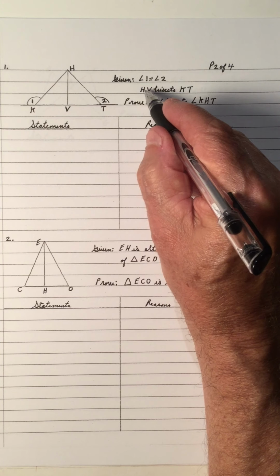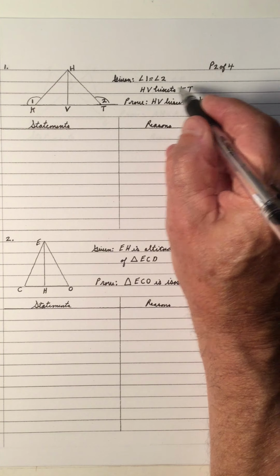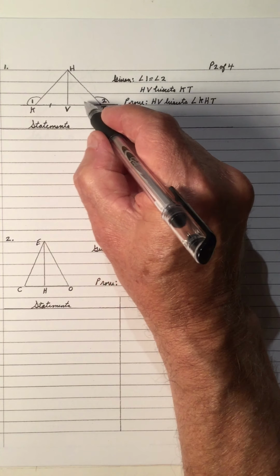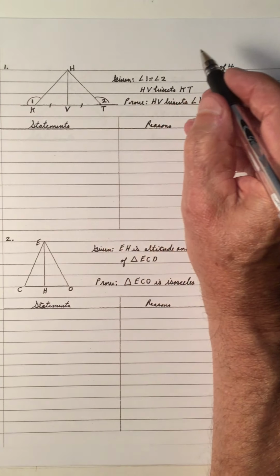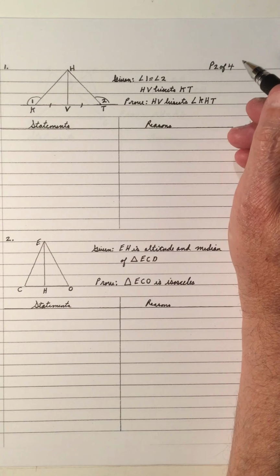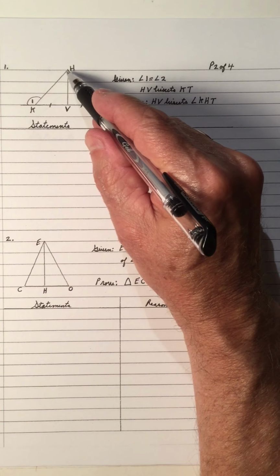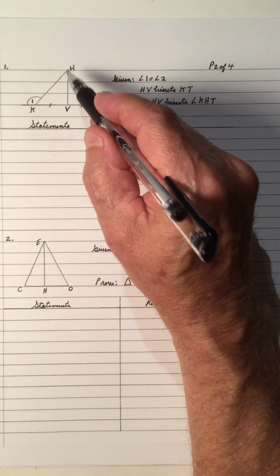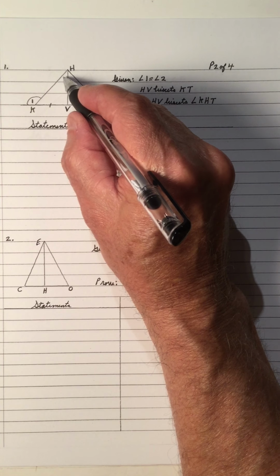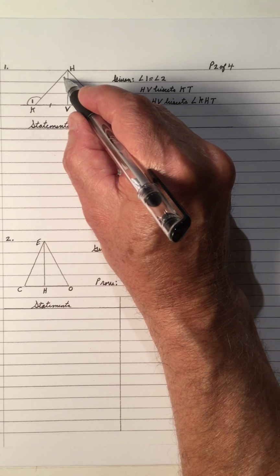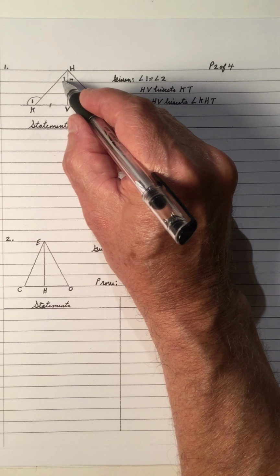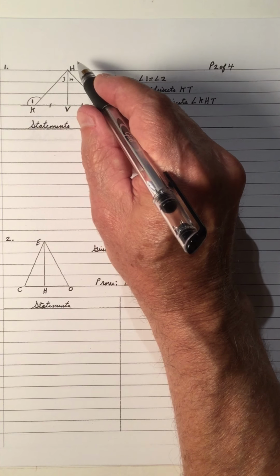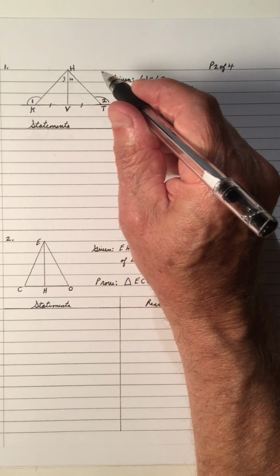We're also given that HV bisects KT, so that means that KV would equal VT. And we want to prove that HV bisects angle KHT. So that means I need to get this angle right here equal to this one. If I can get these two angles equal, then it's a bisector. To get those two angles equal, we might need to do congruent triangles.